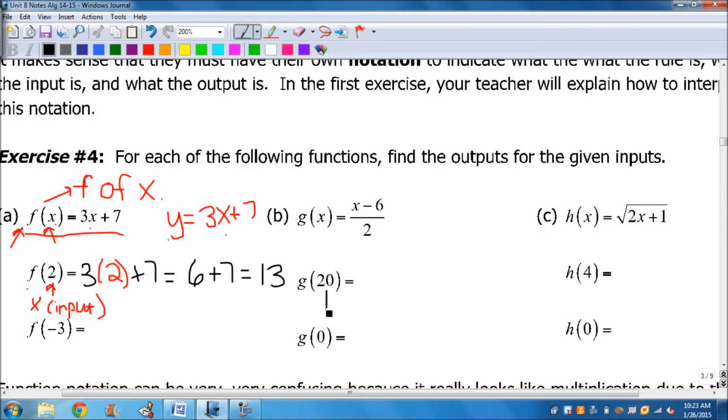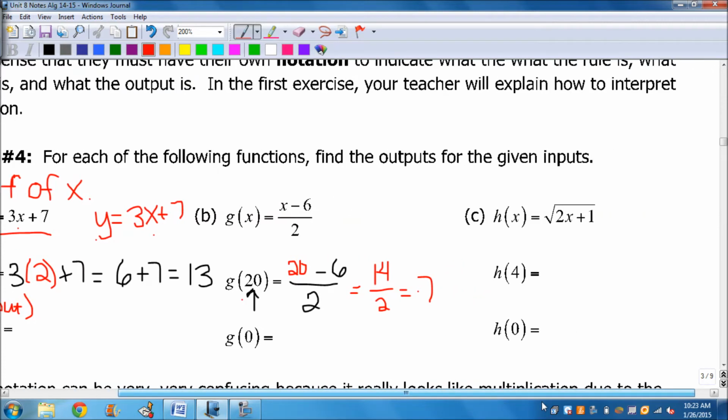Here, my x value is 20. So every time I see an x, I'm going to replace it with a 20. So this would be 20 minus 6 over 2. So then you end up getting 14 over 2, which is 7. So again, what this means is when your input is 20, your output is going to be 7, okay? It's kind of like a machine. You're just plugging it in, and then you're chugging out an answer, okay?